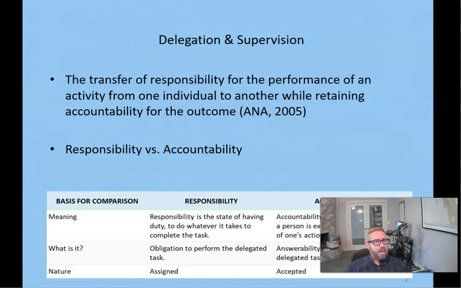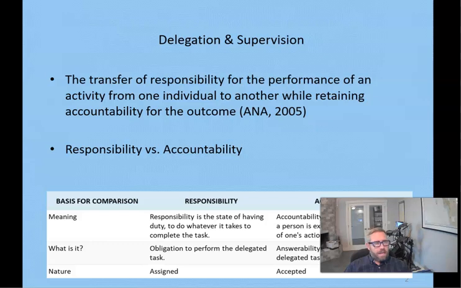The ANA characterizes this as the transfer of responsibility for the performance of an activity from one individual to another, retaining accountability for the outcome. Now, if you notice, the words responsibility and accountability are used in this definition. It's important to understand the difference between the two.